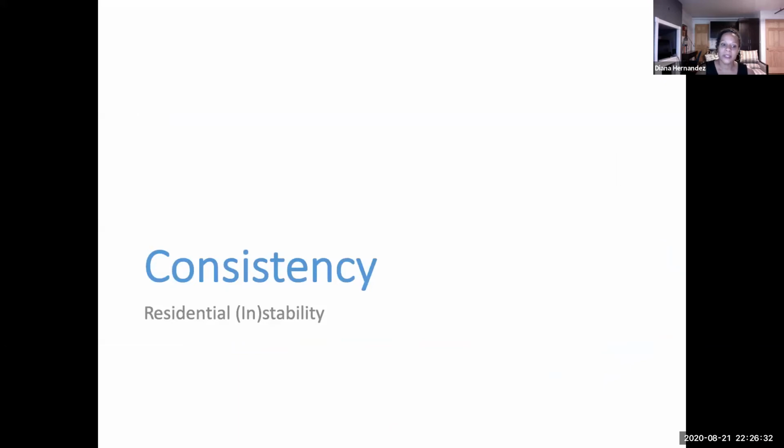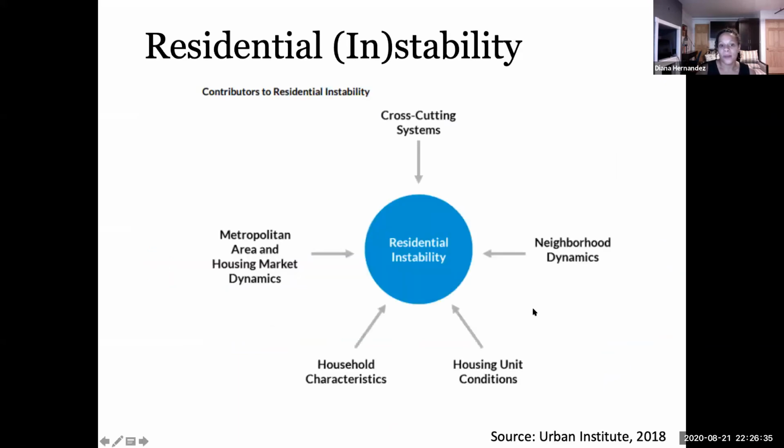And the last pillar is that of consistency. So Urban Institute has really started to think about what are these aspects of residential instability, right? So you have contributors to residential instability. Some of that is about neighborhood dynamics, what plans are made for a neighborhood, how that might attract especially higher income residents.